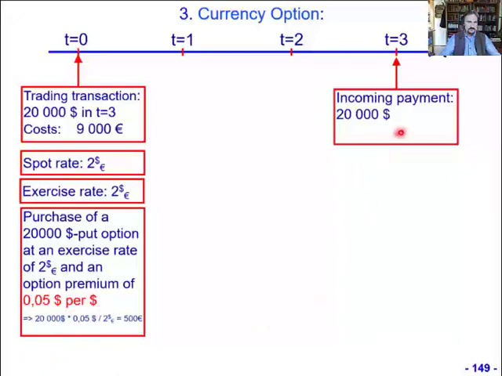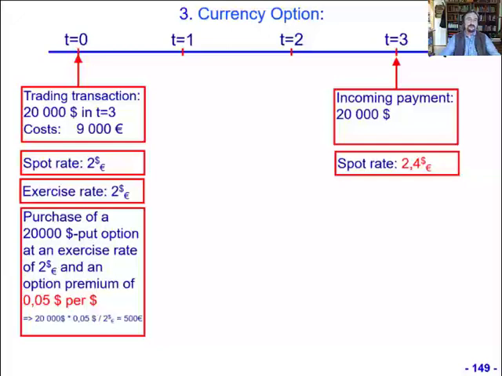So times $20,000, this equals $1,000, divided over the exchange rate, $2 per euro. This implies a cost for buying the option measured in euro of 500 euro. So this is the money we have to give away in order to buy the option. That helps us to get rid of the exchange rate risk.